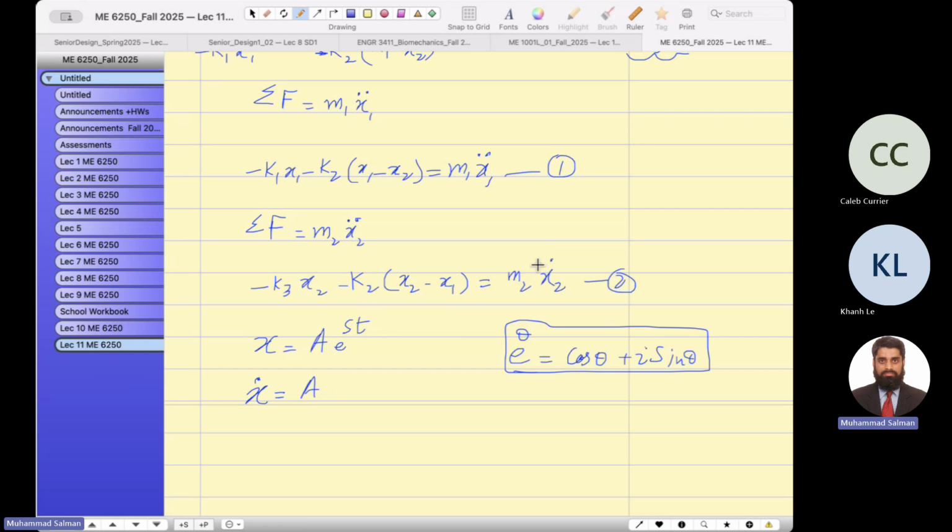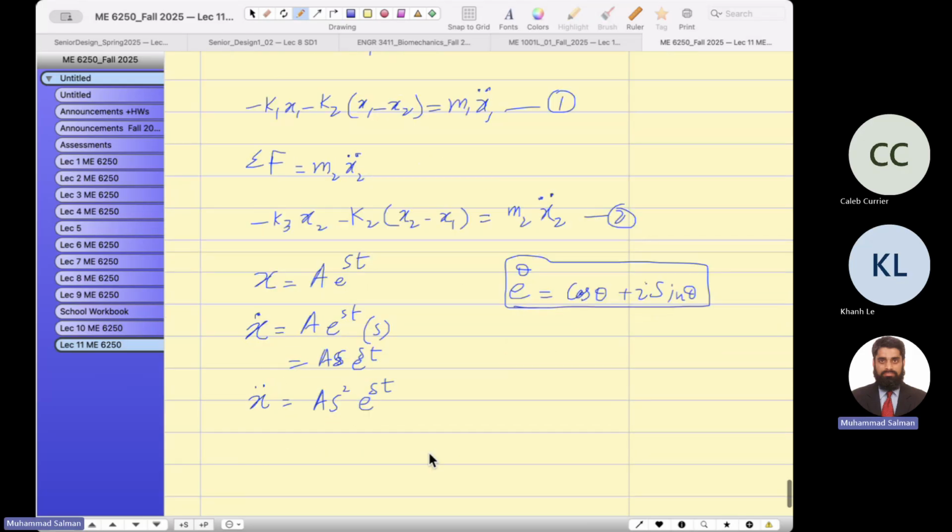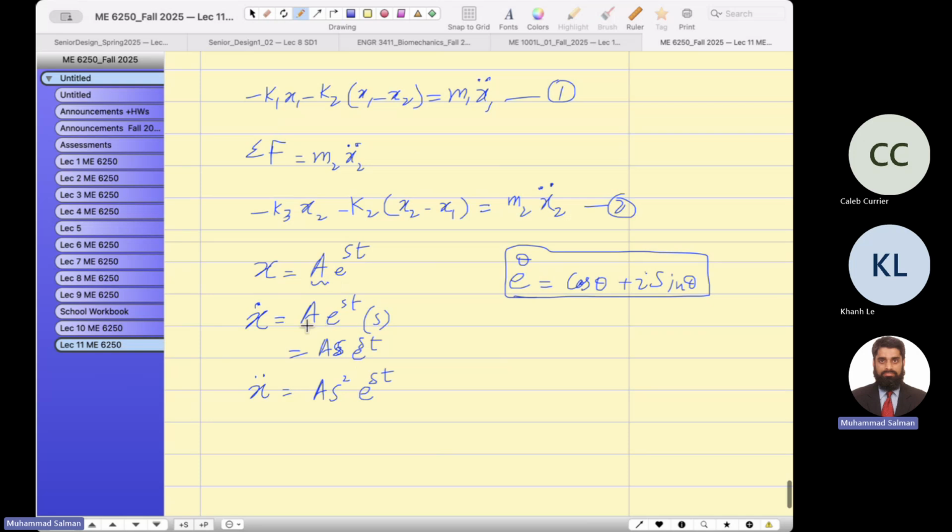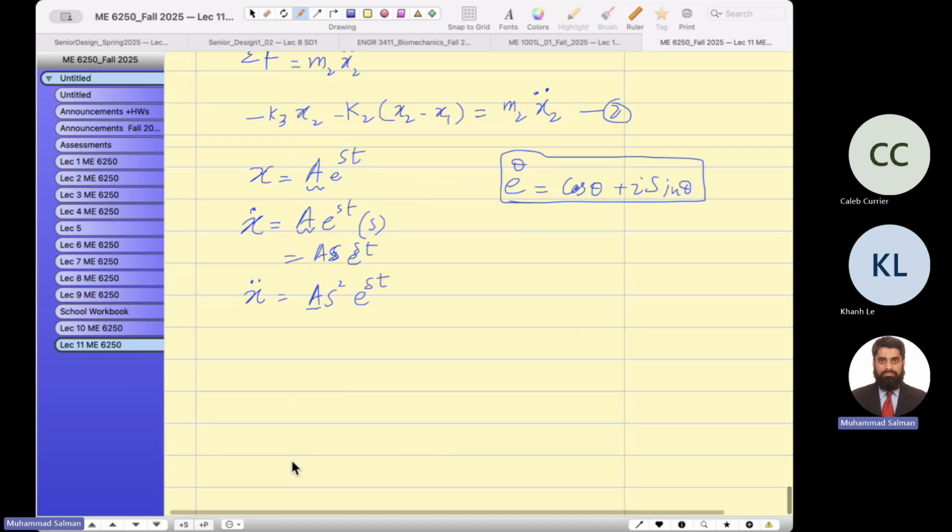Then we have to take the double derivative of each variable. So x is the displacement, you take the time derivative of e to the st, and the derivative gives s times e to the st. Now you do the same for the second derivative. Now you will plug it into your equation. A is the amplitude of this exponential function. So after you plug in everything, let me show you.